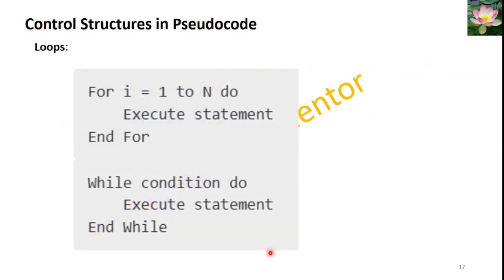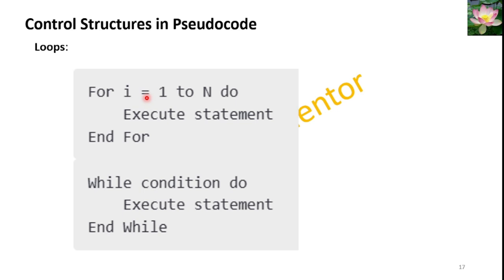Coming to control structures in pseudocode, the second one is loops. Here there are two types of loops. One is the for loop, another one is the while loop. The for loop is: for i equal to 1 to n, do, execute statement, end for. Whereas the while loop is: while condition do, execute statement, end while.